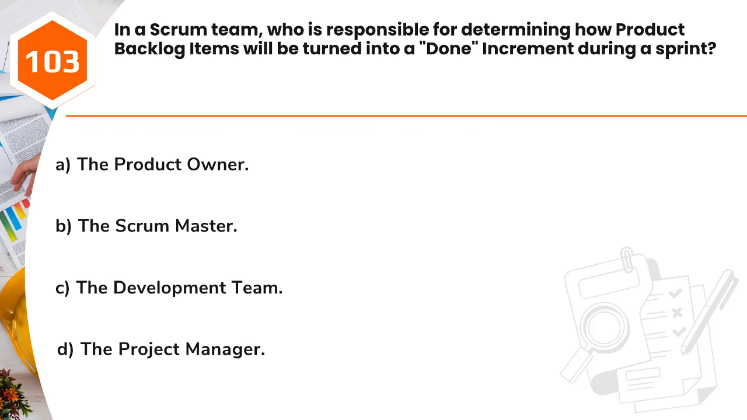Question 103. In a Scrum team, who is responsible for determining how product backlog items will be turned into a done increment during a sprint? A. The product owner. B. The Scrum Master. C. The development team. D. The project manager.